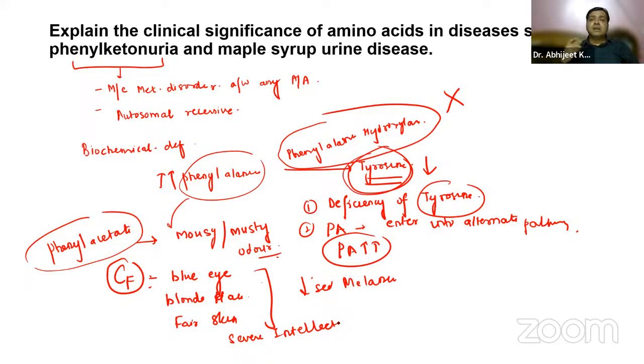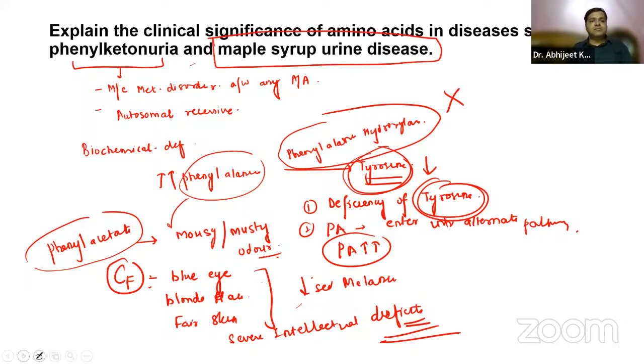Earlier, we used to say mental retardation, but nowadays we call it intellectual deficits, right? The first reason is decreased thyroid hormones. Thyroid hormones are produced from tyrosine only. Tyrosine decreases, thyroid hormone decreases, so mental retardation will be there. Phenylalanine in the blood is very, very high. That is something you have to remember. I will discuss the entire thing when I discuss these topics separately. One more thing they have mentioned is maple syrup urine disease.